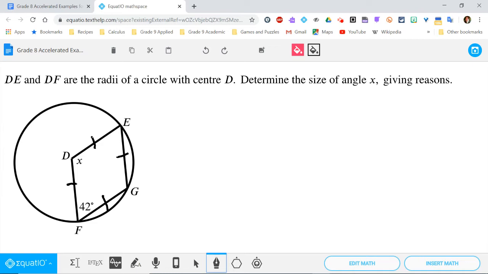So now when we're looking at this, I know that I have x and 42 degrees. So if this is a rhombus, I know that DE has to be parallel to FG. And if that's the case, that means that I have co-interior angles. So I have this C pattern right here.